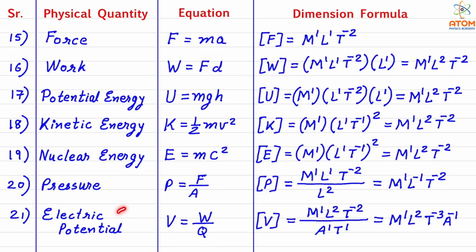Then comes electric potential. Electric potential, or potential difference, is V. V is equal to W upon Q. Work done per unit charge is known as electric potential, and that's why it is work per charge. W is work and Q is charge. So for work, the dimension formula is M1 L2 T-2, and for charge it is A1 T1. Solving this, we will get M1 L2 T-3 A-1.